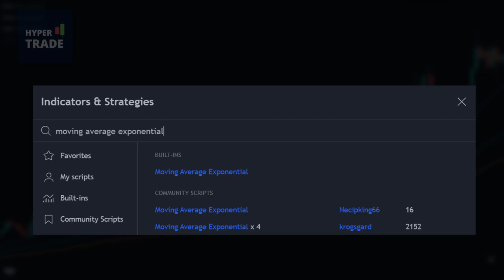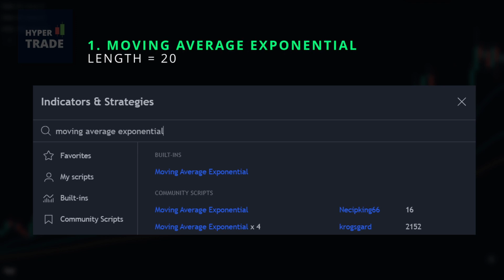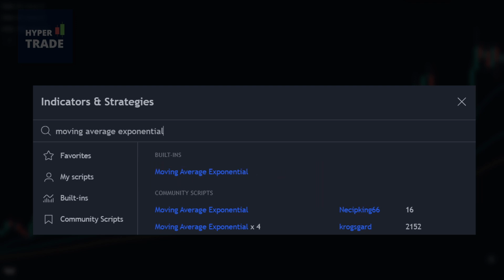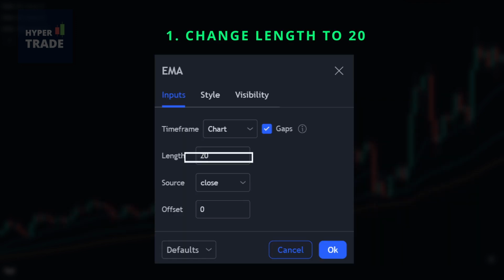Our first indicator will be moving average exponential with the length of 20. You can find the indicator in TradingView just by typing moving average exponential in the TradingView indicators list. Add this indicator to your chart. Don't forget to change the length to 20.